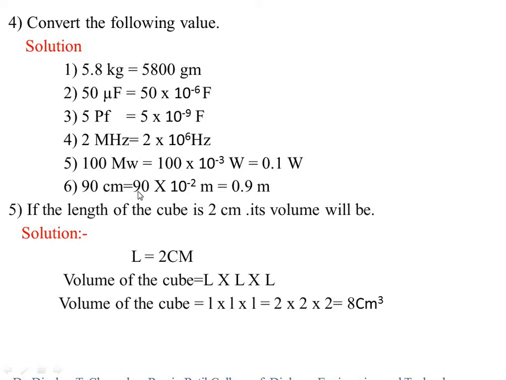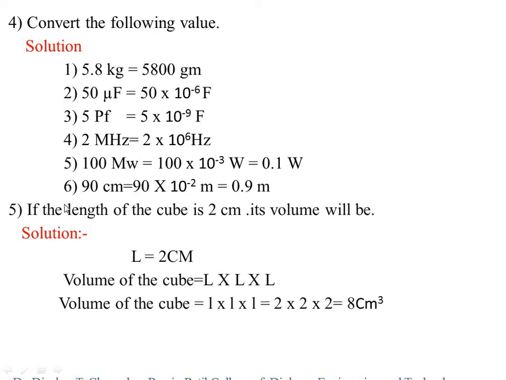Then 90 centimeter equal to 90 into 10 to the power minus 2 meter. So that is equal to 0.9 meter. In this case, we have to divide by 100, because 100 centimeter equal to 1 meter, and therefore 90 centimeter upon 100, that is equal to 0.9 meter.